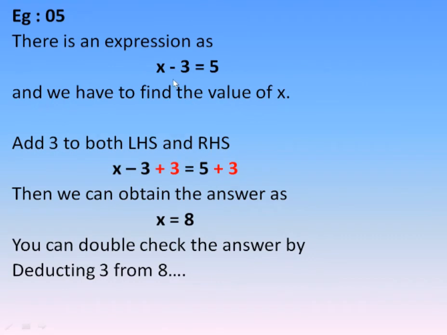Here's another example. X minus 3 equals 5. We have to make x the subject. To do that, we must remove this 3. This is minus 3. So to remove the minus 3, we should add another 3 to the left hand side. If we add 3 to the left hand side, we should add the same 3 to the right hand side also. Then x becomes the subject here, and 5 plus 3 is 8. You can double check the answer by deducting 3 from 8. 8 minus 3 is 5. So our answer is correct.